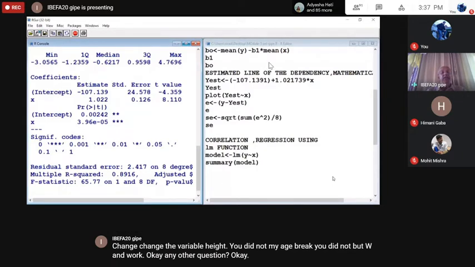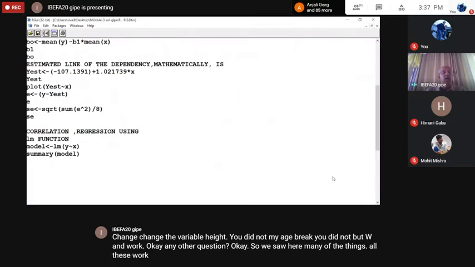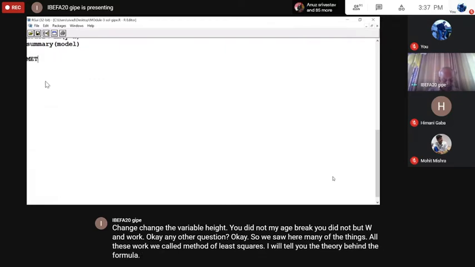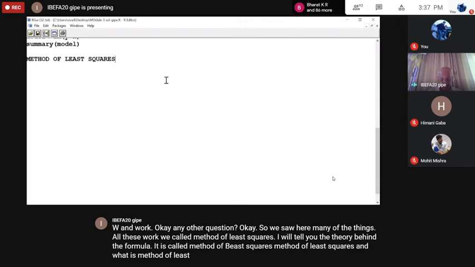Okay. So we saw many things here. All this work we call the method of least squares. I will tell you the theory behind the formulae. It is called the method of least squares. And what is the method of least squares? Can anybody tell me?